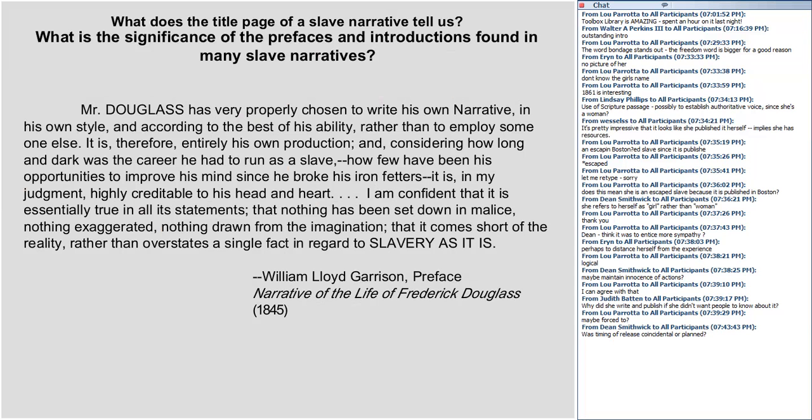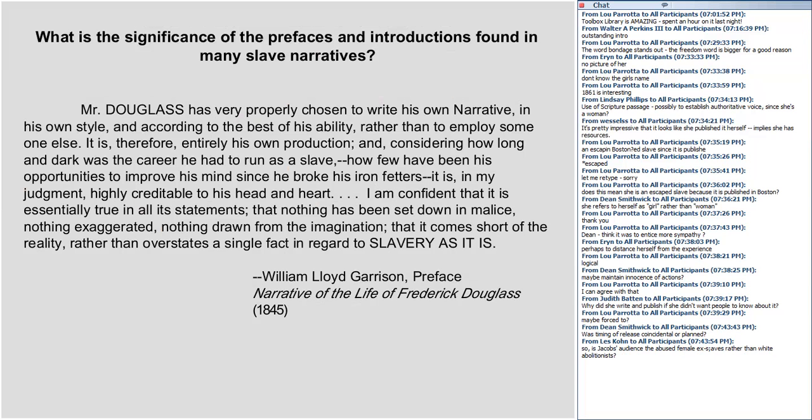Here's a quotation. I don't think we need to read the whole thing, but it's a quotation by William Lloyd Garrison that you read before you get to Frederick Douglass's narrative. And the quotation that I've selected has to do with Garrison's acknowledging that Douglass has chosen to write his own narrative. And then Garrison says, I am confident that it is essentially true in all its statements. Nothing has been set down in malice, nothing exaggerated, nothing drawn from the imagination. That it comes short of the reality rather than overstates a single fact in regard to slavery as it is.